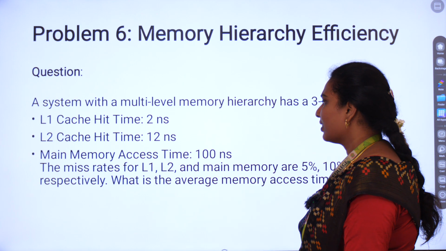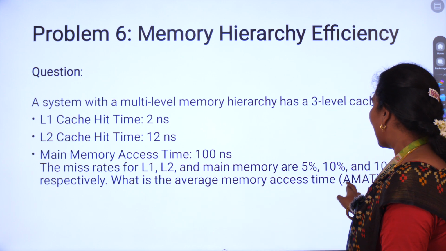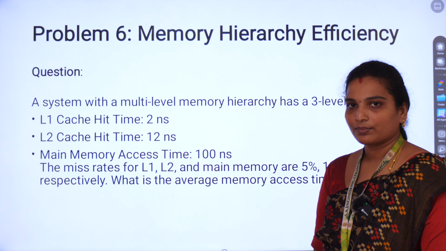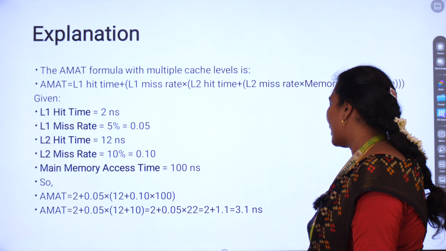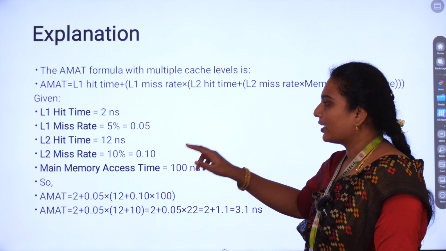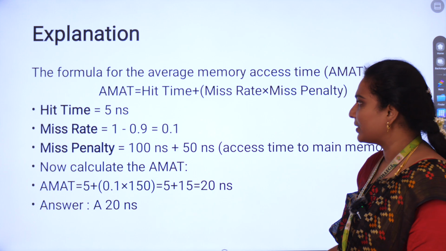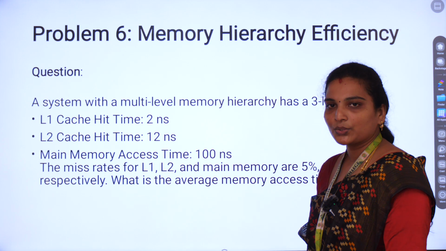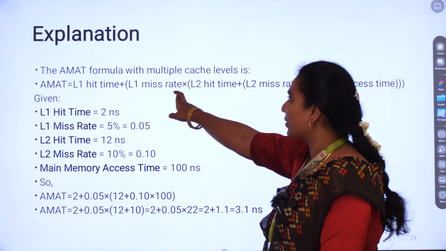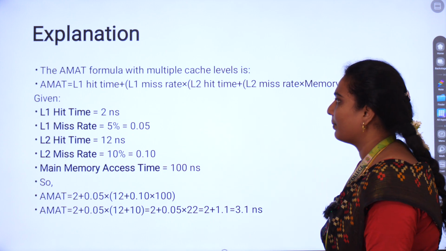There is 100 ns. The miss rates for L1, L2 and main memory are 5%, 10% and 100% respectively. What is the average memory access time? Again we have to find the AMAT value. Here a different formula is being used. In the previous example we used the formula hit time plus miss rate into miss penalty. Since L1 and L2 cache values are given here, a different formula is used: L1 hit time plus L1 miss rate into L2 hit time. We have to use this formula to find the average memory access time.